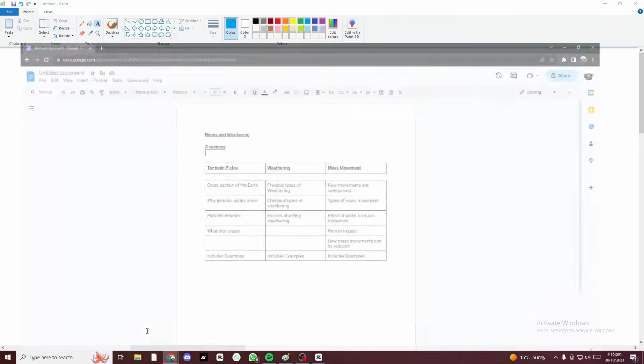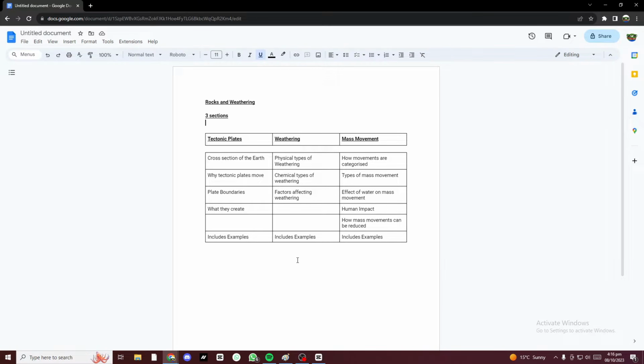Okay, moving on. We are finished with tectonic plates. Let's move on to weathering. So physical types of weathering.